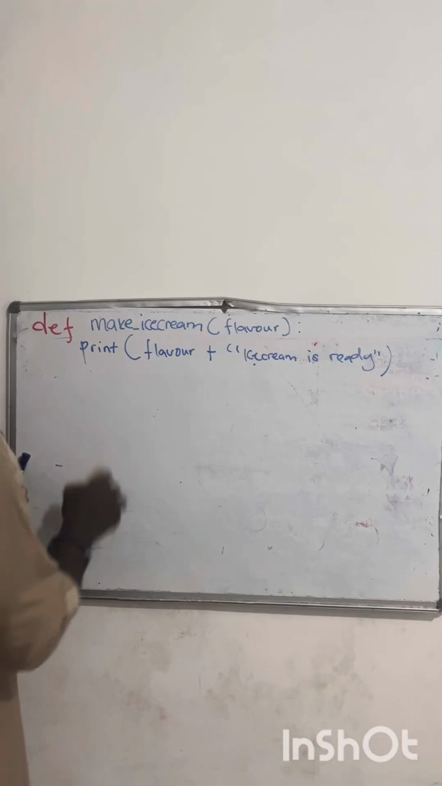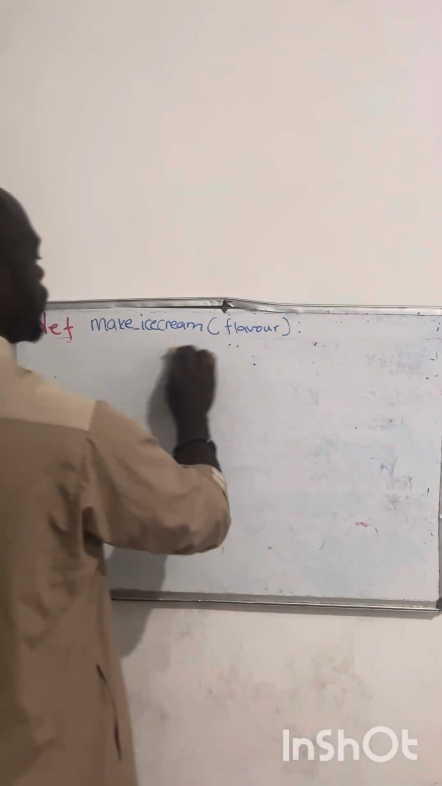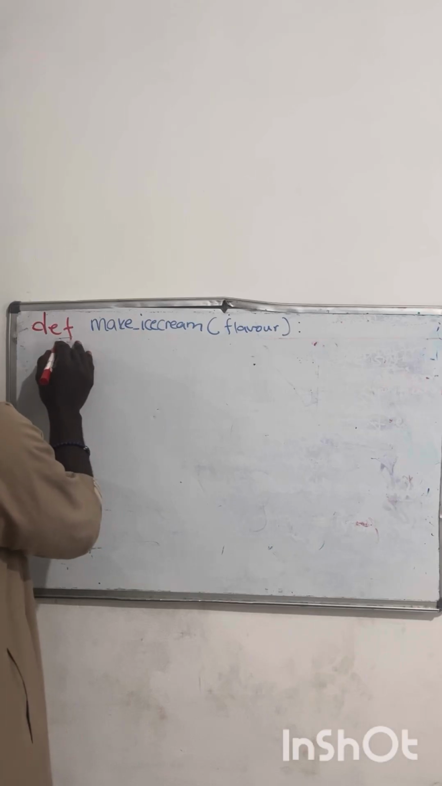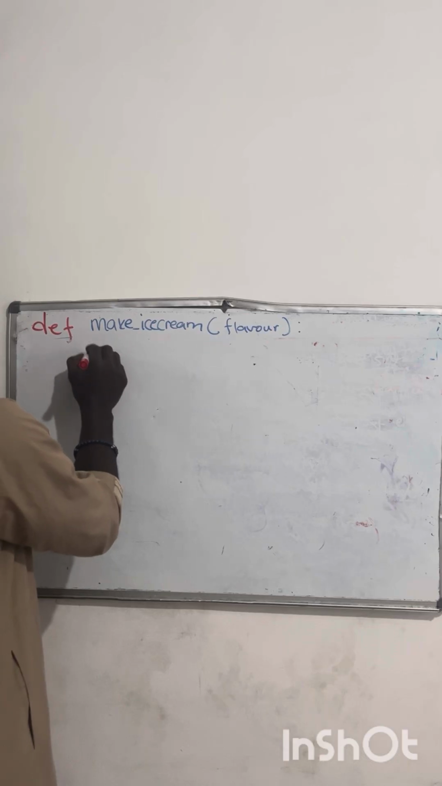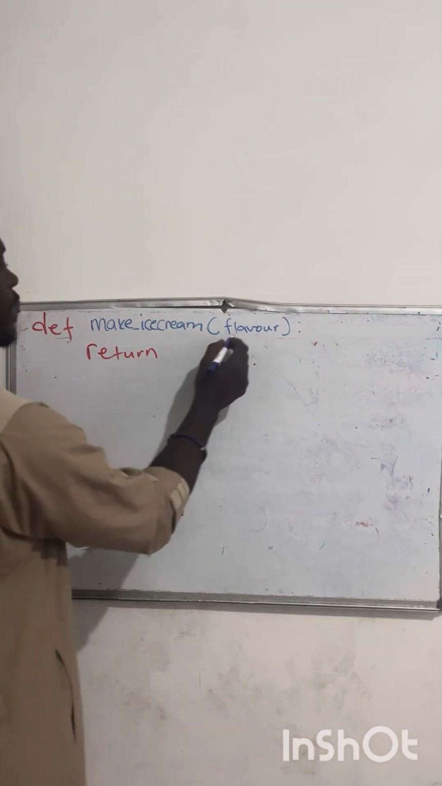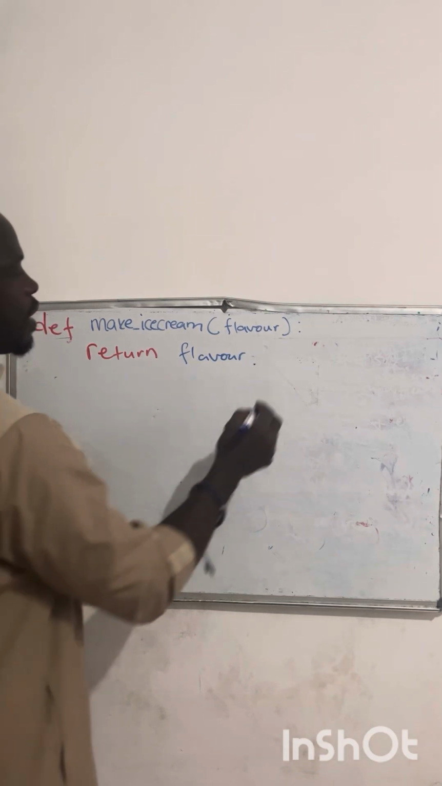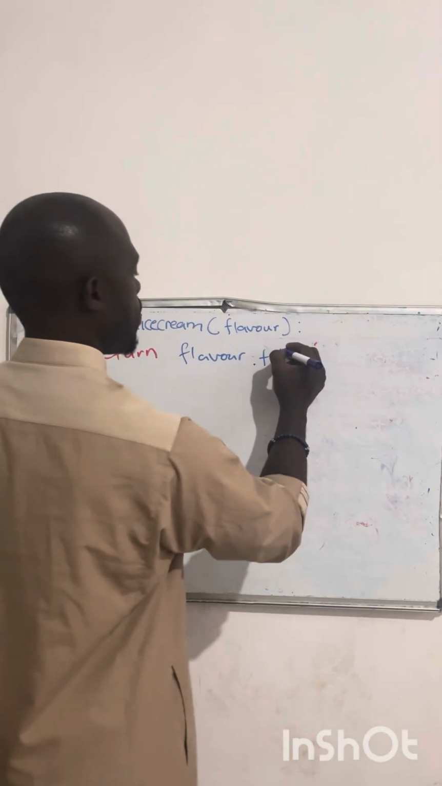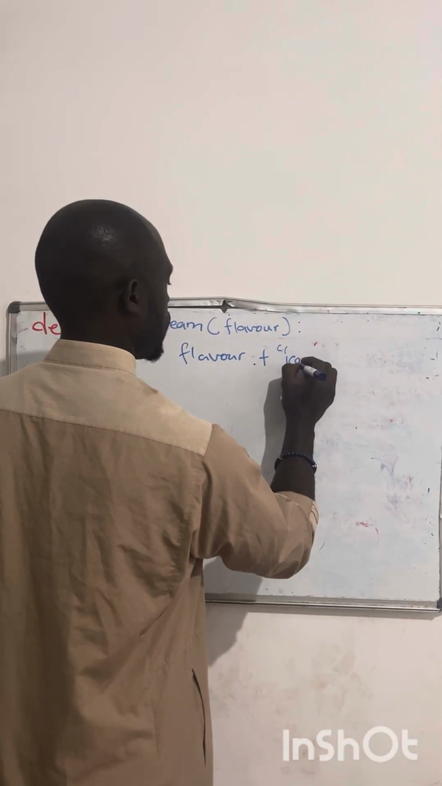That is it. What else can we see? Let us also look at something that we call return. So imagine this is our function def make ice cream. In this case, instead of just printing, let us say return. If we say return, we can return the flavor, and then we can go on to add on this statement: return flavor plus the string, flavor ice cream is ready.